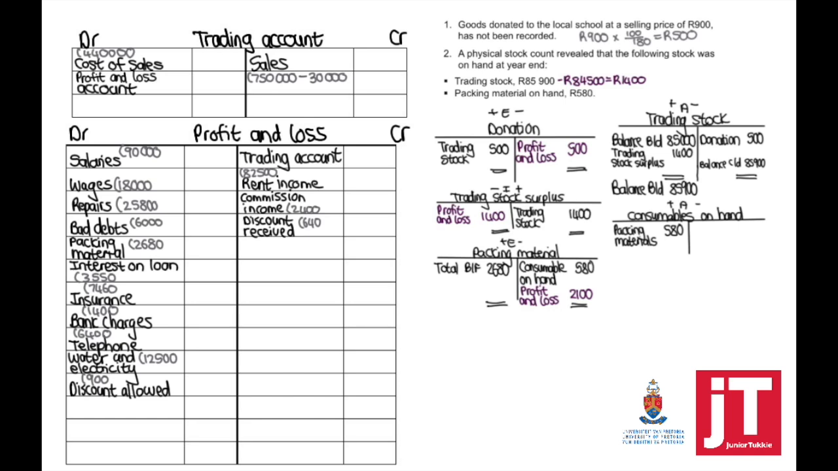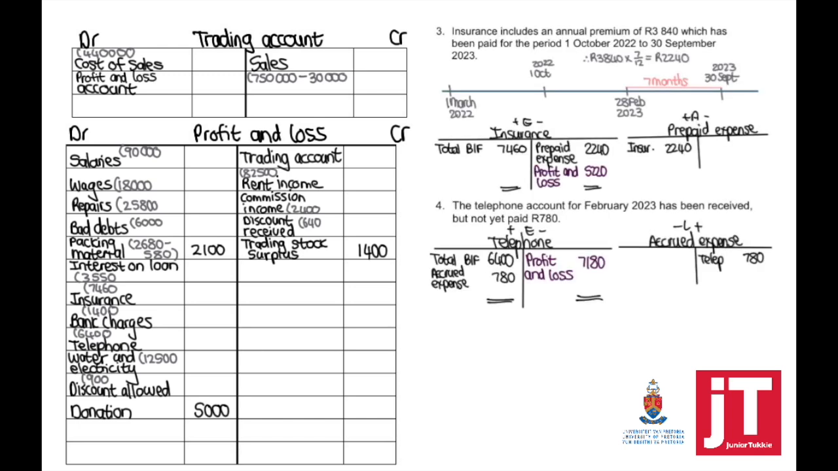Donation is an expense, which is credited, account debited, profit and loss account. Trading stock surplus is an income, which is debited, account credited, profit and loss account. Packing material is an expense, which is credited, account debited, profit and loss account. Adjustment number 3, insurance is an expense, which is credited, account debited, profit and loss account.